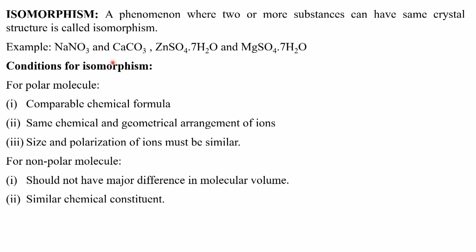For example, NaNO3 and CaCO3, ZnSO4.7H2O and MgSO4.7H2O. Conditions for isomorphism: for polar molecules, comparable chemical formula, NaNO3, CaCO3, right? Comparable chemical formula. Same chemical and geometrical arrangement of ions. Size and polarization of ions must be similar. For non-polar molecules, should not have major difference in molecular volume and similar chemical constituents. So these are the conditions for isomorphism.